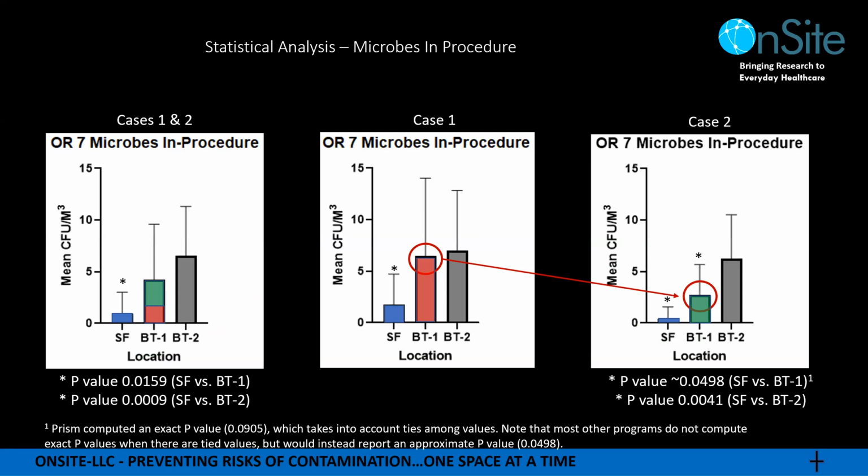And then interestingly as well, where we had placed microbial samplers in the green area, it was statistically significantly cleaner than it was in the red area. So basically what this is telling us is that our predictive model is correct. And it's correct 100% of the time.